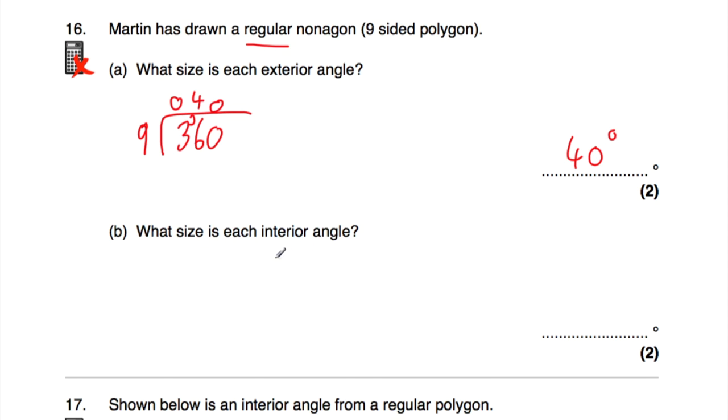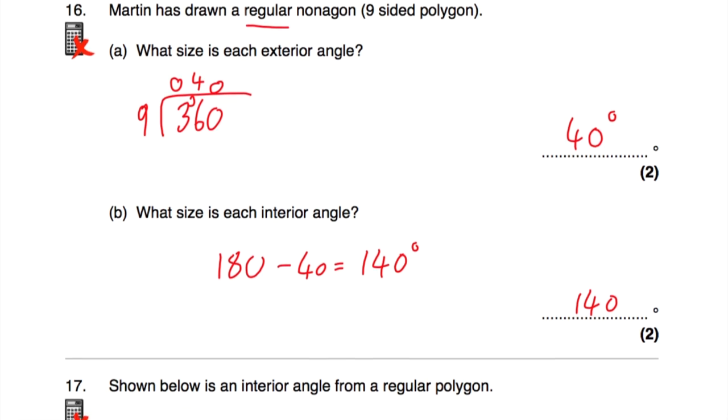I've been asked to work out the size of each interior angle. So remember, the interior angle and the exterior angle form a straight line. So if we take our 40 degrees away from 180, that'll be the size of each interior angle. So 180 take away 40 is 140 degrees. That's 140 degrees. And that's it.